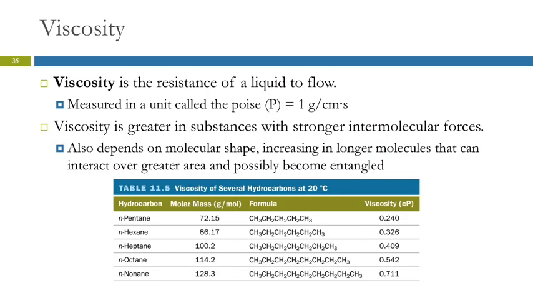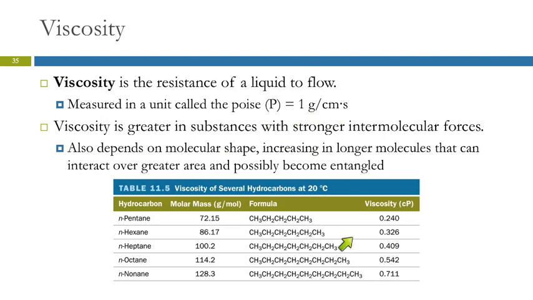Could be hazardous. Another property is viscosity. Viscosity is the resistance of a liquid to flow, kind of how thick it is. You think about honey or good maple syrup, and you pour it, and it pours slow, right? It's like thick compared to water. It's more viscous. Viscosity is measured with a unit called the poise, which is 1 gram per centimeter second.